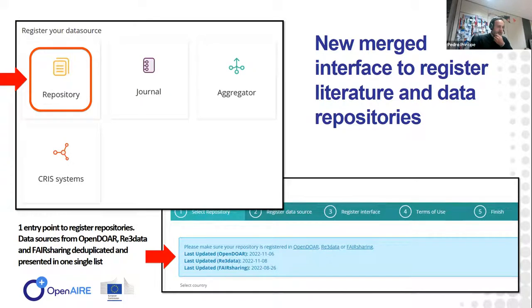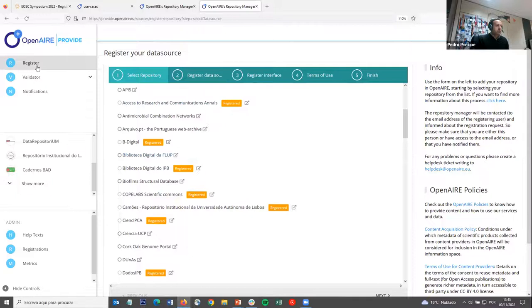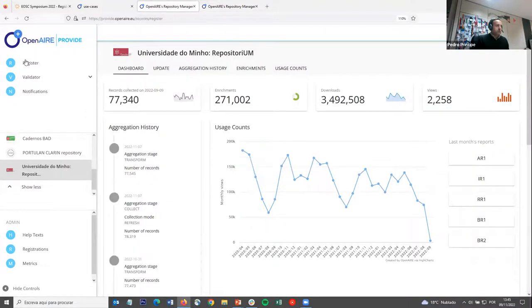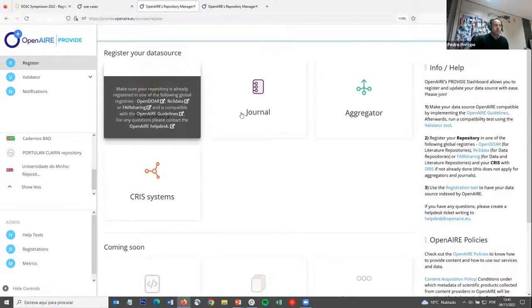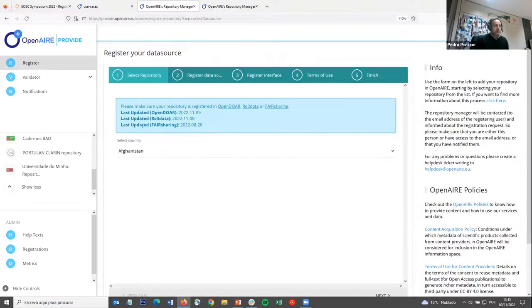But as you can see here from this print screen, when you want to register, you see this: repository, journal, aggregator, and CRIS systems, as we said, and the registration process starts here. We always put here when the last update of that specific directory was, in order for you to understand, for example, if you just registered yesterday, why it's not there.